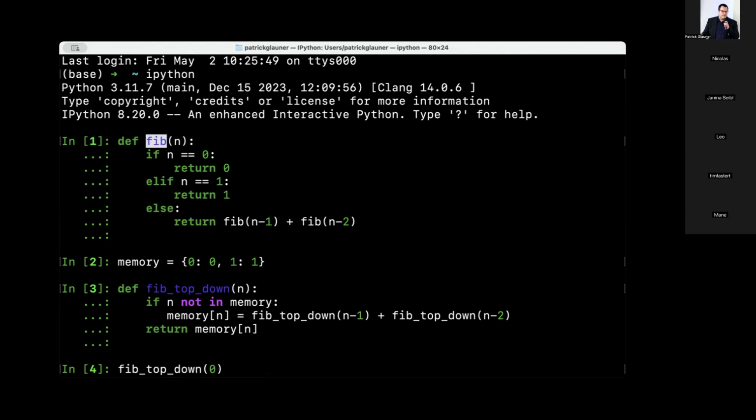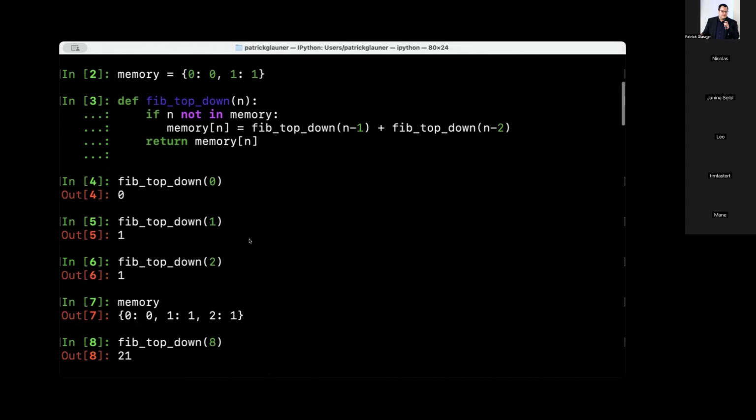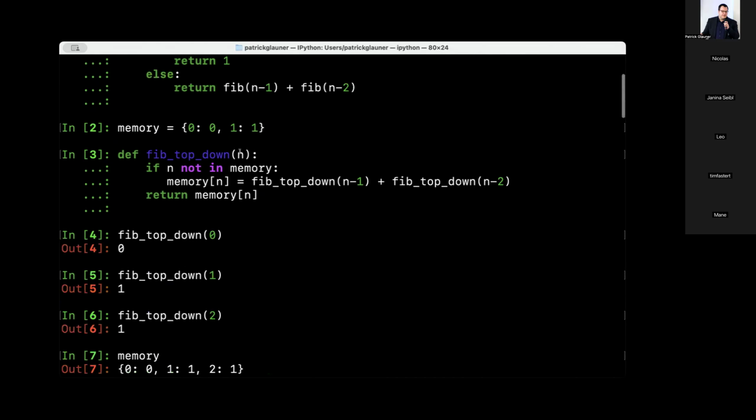And there's a question about the top-down if we don't calculate new values based on previous smaller ones. So the question is, I put in a new n, and it will check, is it in the memory? If so, it will read it. If not, it will calculate it from two recursive calls.